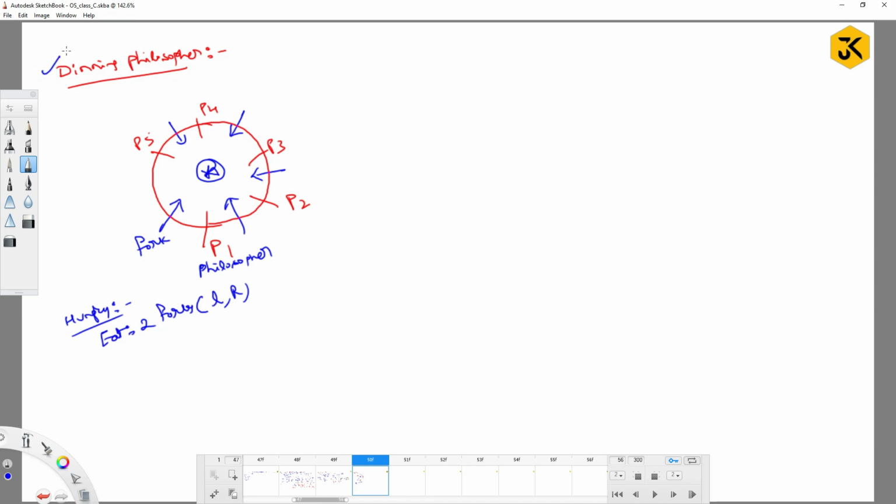For this problem, how many persons can be allowed at a time to take the food? 5. If 5 will be allowed, is it possible? No. Only 2 will be allowed, right? If I give a chance to P5, he can take this fork and this fork. And can I allow P1? Even if I allow it, it isn't possible because this fork was taken by P5. So can I give a chance to P2? Right? And there is no other chance. Means at a point of time you may give a chance to only two particular philosophers.